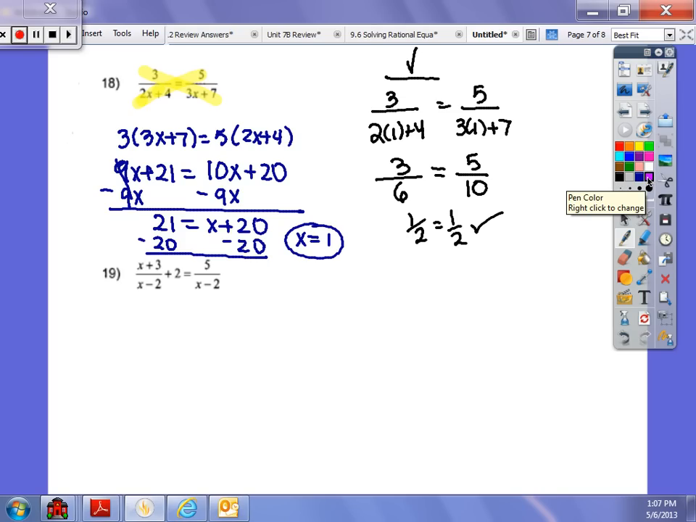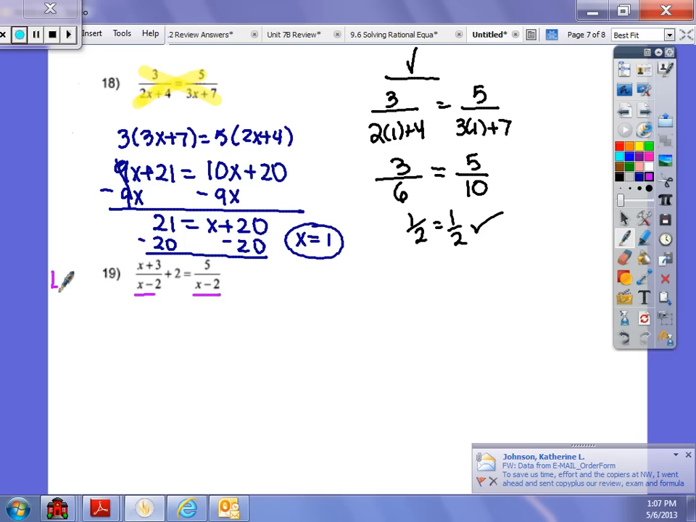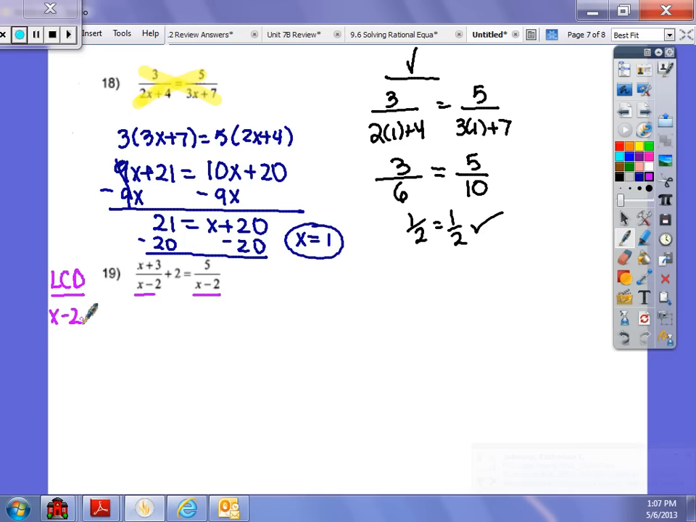Alright, next one is we have a common denominator question. So the LCD in this question will be x minus 2, because it's the only common denominator that we have anyway. So we're going to multiply that by x minus 2, multiply that by x minus 2, and don't forget to multiply the 2 by x minus 2. So multiplying these two together, divided by x minus 2, these cancel out, and you're left with x plus 3.